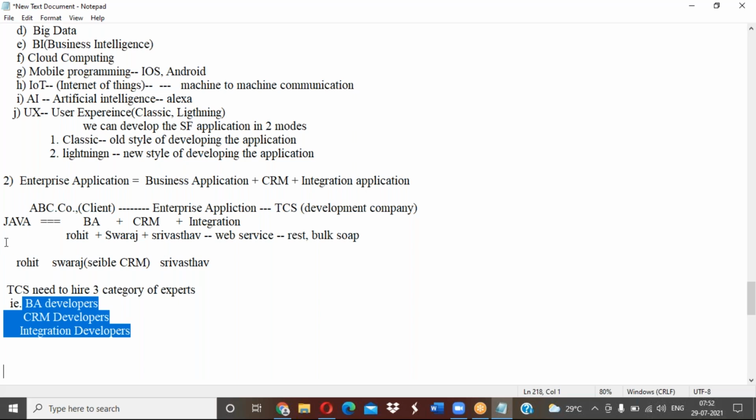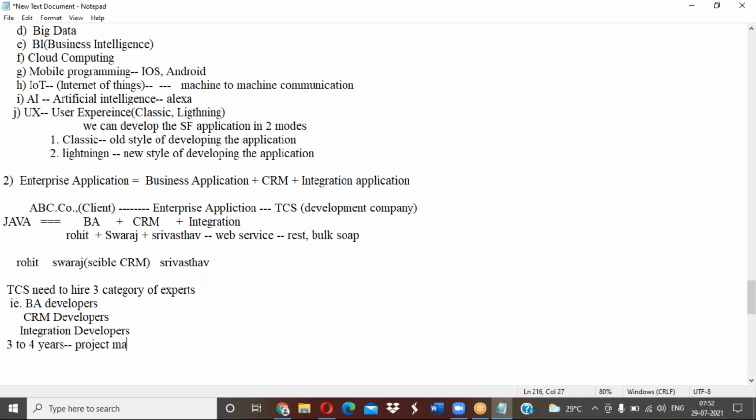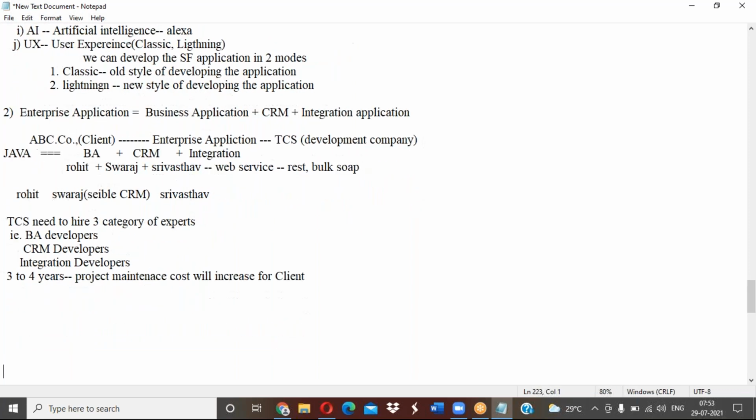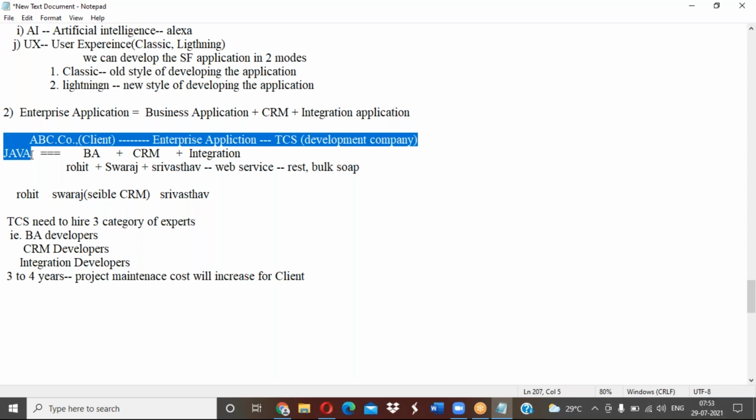That too, this application needs about 2 to 3 years minimum to complete, or 3 to 4 years. So in all these 4 years, the client needs to pay the salaries for all these employees. Then automatically what will happen? Project maintenance cost will increase. For whom? Am I correct or not? Yes. This is the major problem in case of other technologies like Java, .NET, and all.